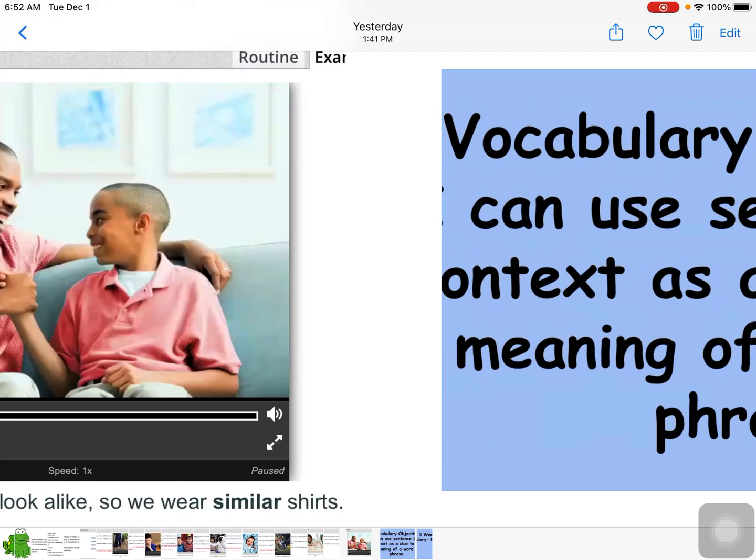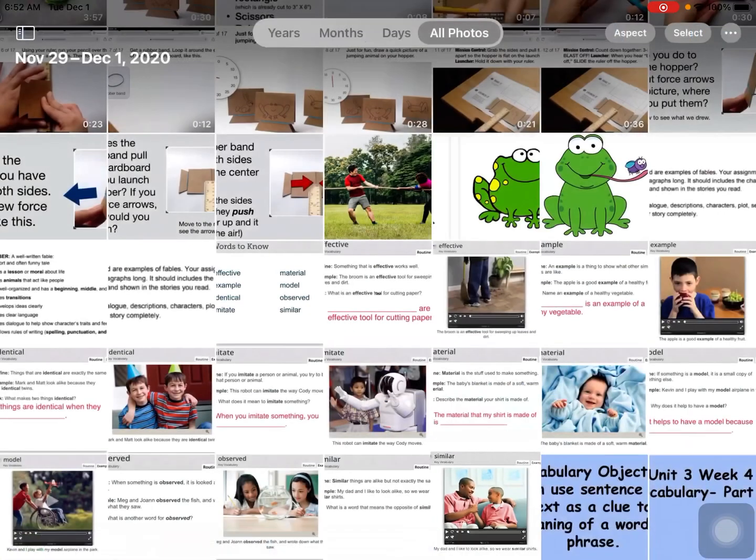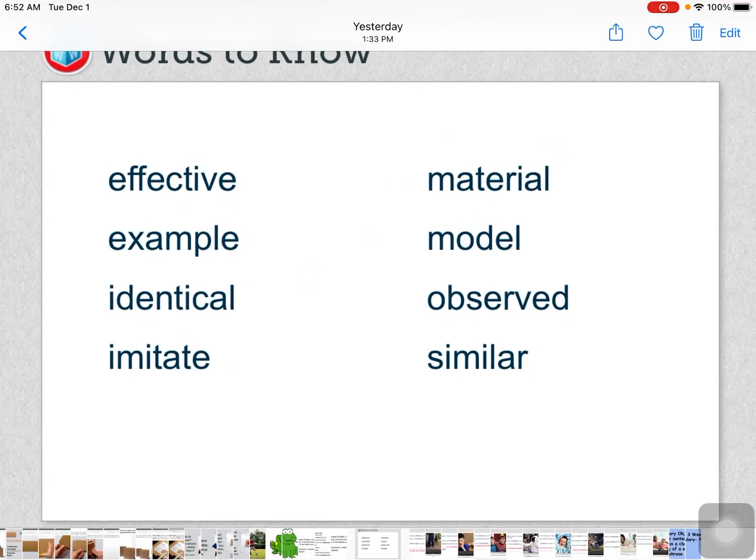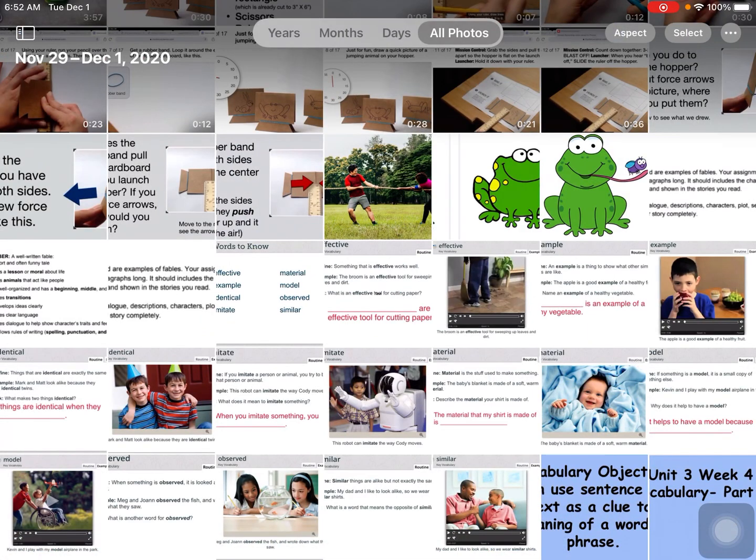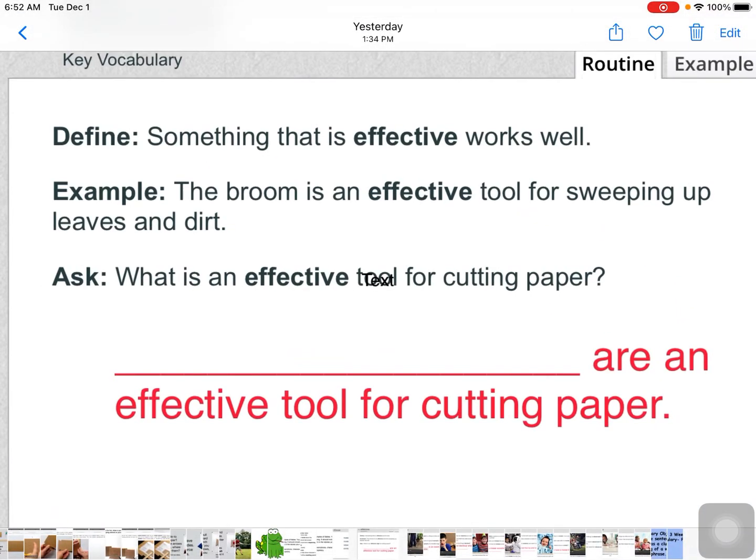All right, so our words today are, we're going to do the first four today. We are going to do effective, example, identical, and imitate. So our first word is effective. And the meaning of the word effective is something that is effective works well.